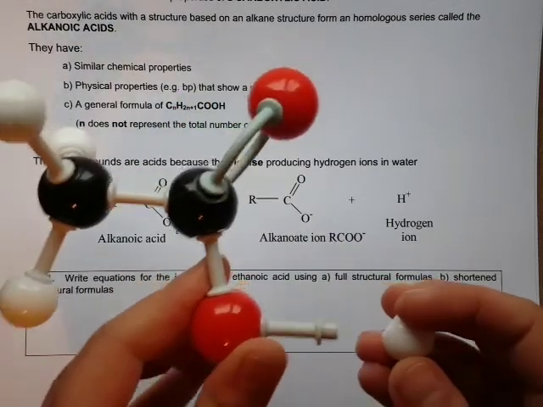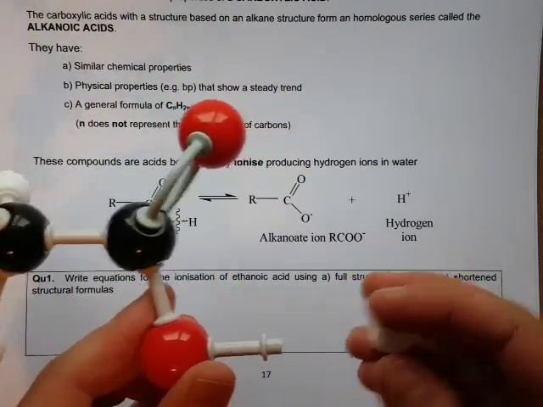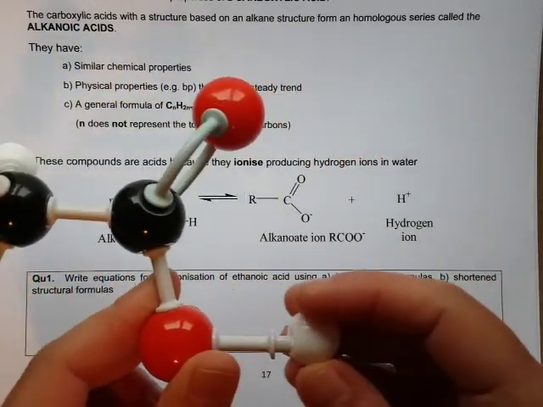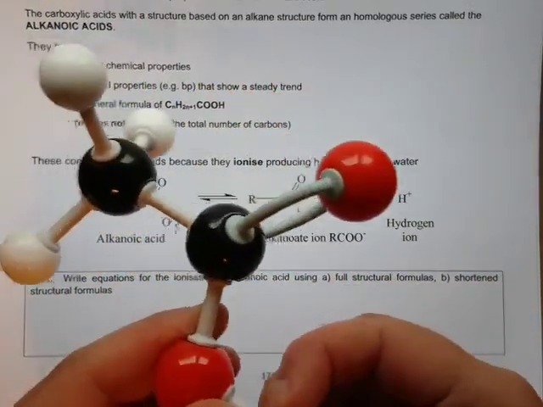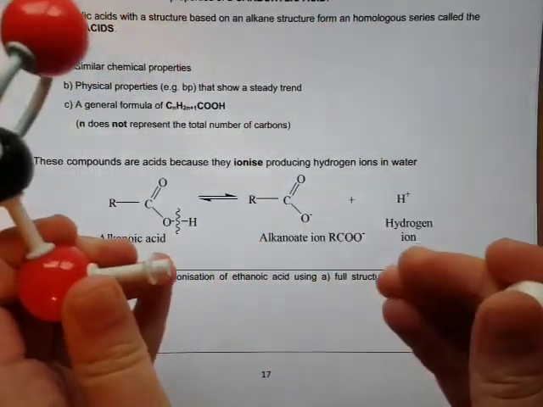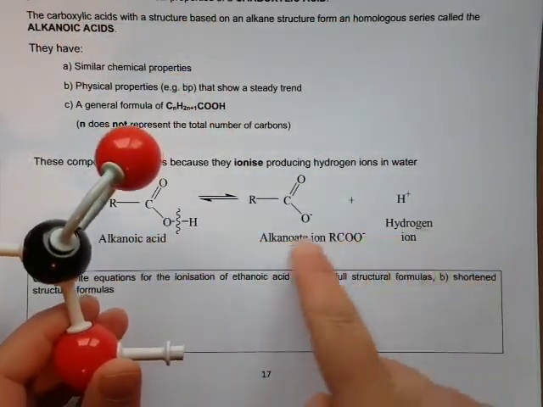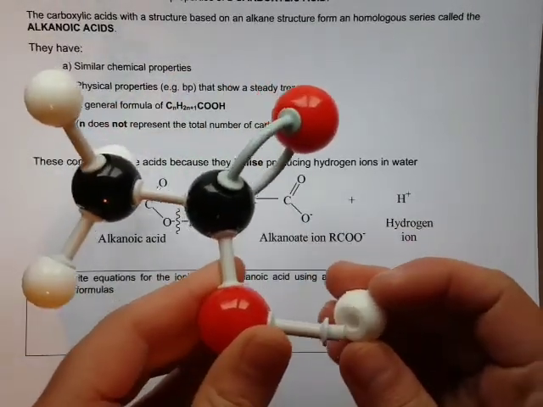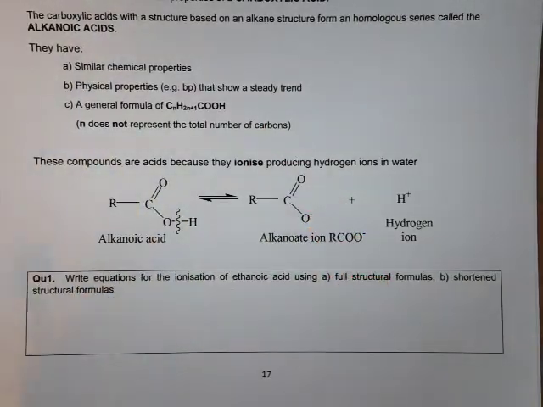And another thing to mention is that similarly to the ionization of water, only a relatively small portion of these molecules will be dissociated at any one time. So we would say that they partially dissociate. Having these ions present in the solution of carboxylic acids means that they would conduct electricity. So what you've got to do now is, looking at this example here, you now have to write equations for the ionization of ethanoic acid using full structural formulas and shortened structural formulas.